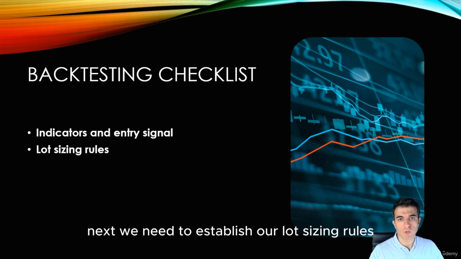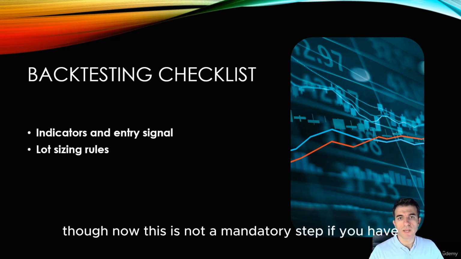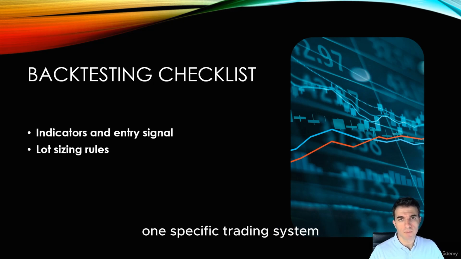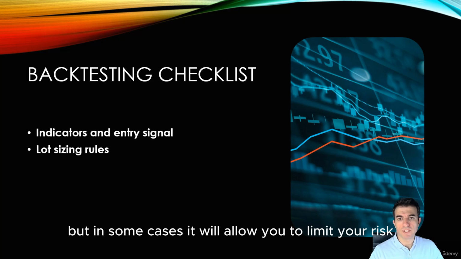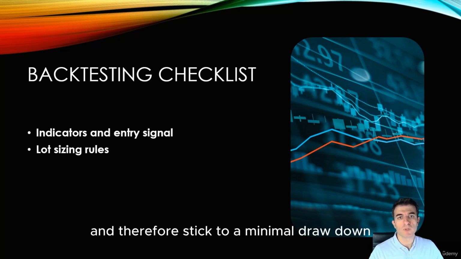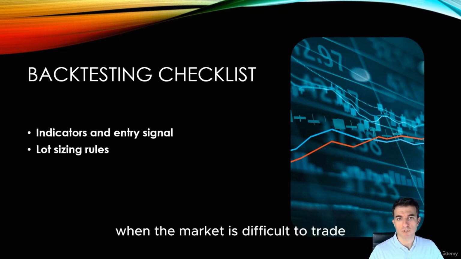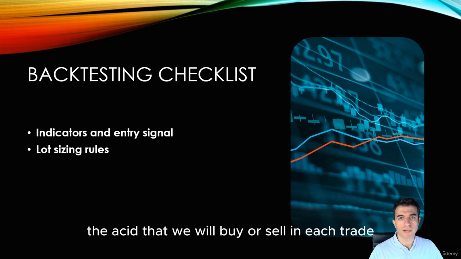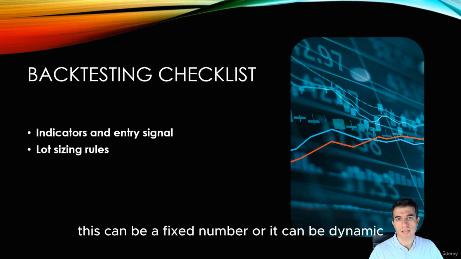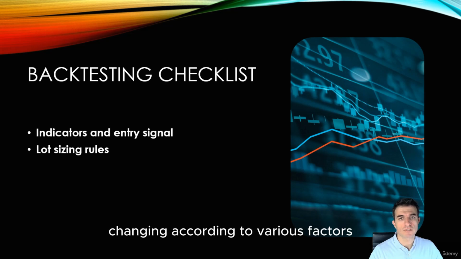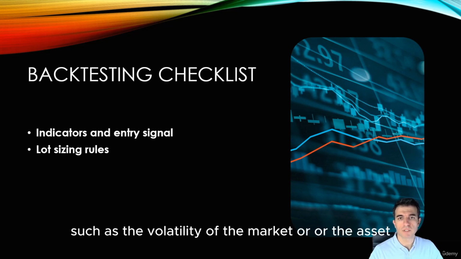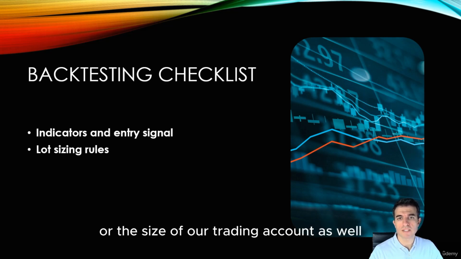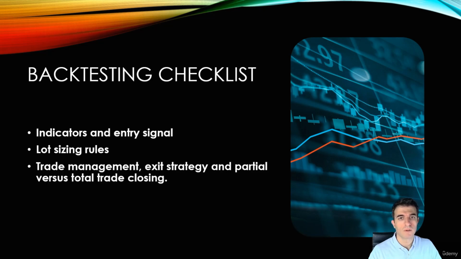Next, we need to establish our lot sizing rules. Now this is not a mandatory step if you have one specific trading system, but in some cases it will allow you to limit your risk and therefore stick to a minimal drawdown when the market is difficult to trade. Lot sizing determines the number of units of the asset that we will buy or sell in each trade. This can be a fixed number or it can be dynamic, changing according to various factors such as the volatility of the market or the asset, or the size of our trading account as well.